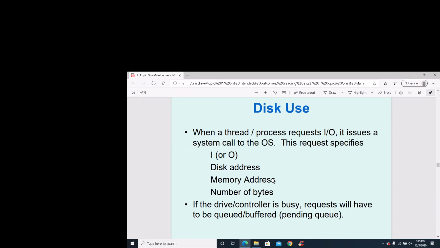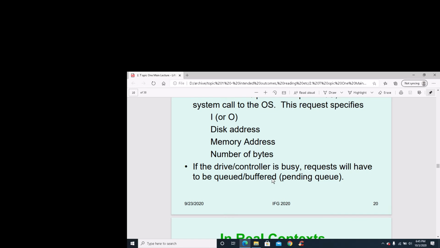So, secondly, if the drive or the controller for the hard disk drive is busy, as it's likely to be for most of the time, all the requests will have to be queued. Another name for queuing here is buffering it. So perhaps you've never heard of the word buffer.